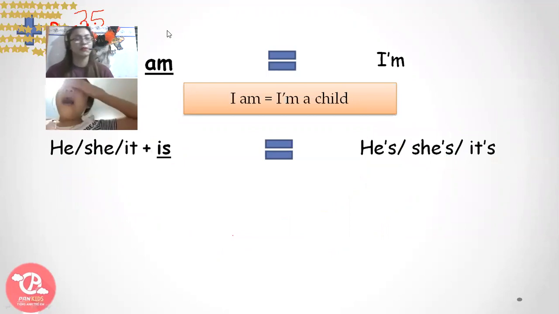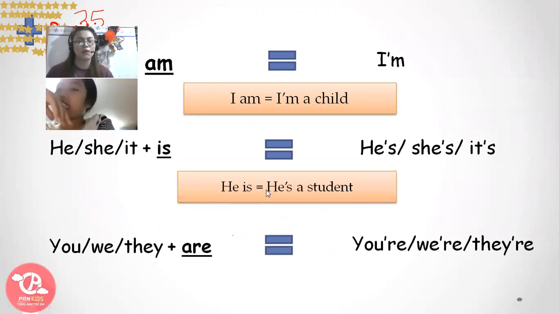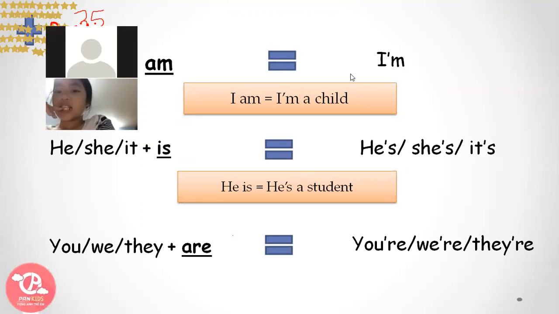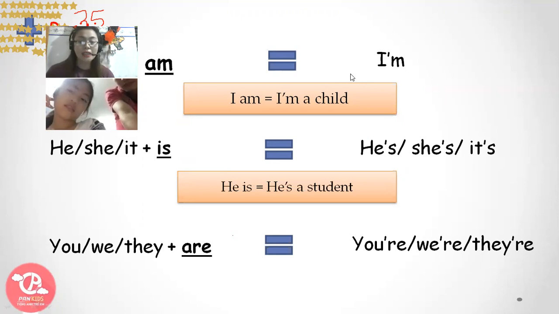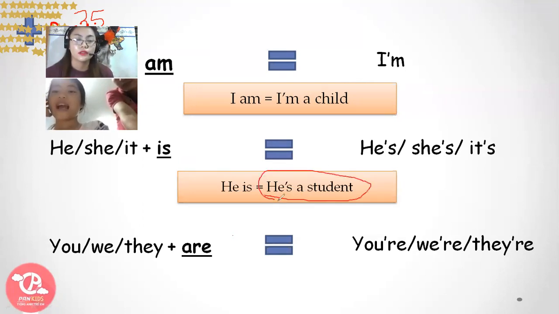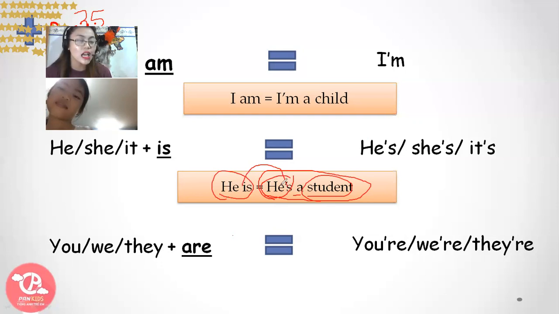Do you have water with you? Okay. What about this one? Please read. He's. Oh, I will drink some water first. He is. His. Student. He's a student. Okay. He is and his are the same.